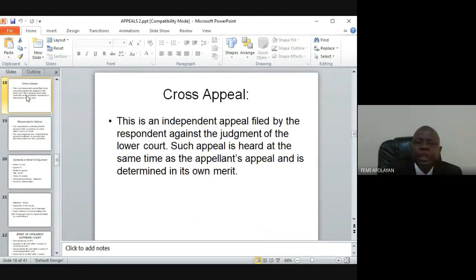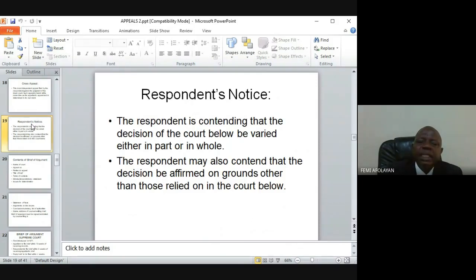Cross appeal. This is an independent appeal filed by the respondent against the judgment of the lower court. Such an appeal is heard at the same time as the appellant's appeal and is determined on its own merit. Respondent's notice. The respondent is contending that the decision of the court below be varied either in part or in whole. The respondent may also contend that the decision be affirmed on grounds other than those relied on in the court below.